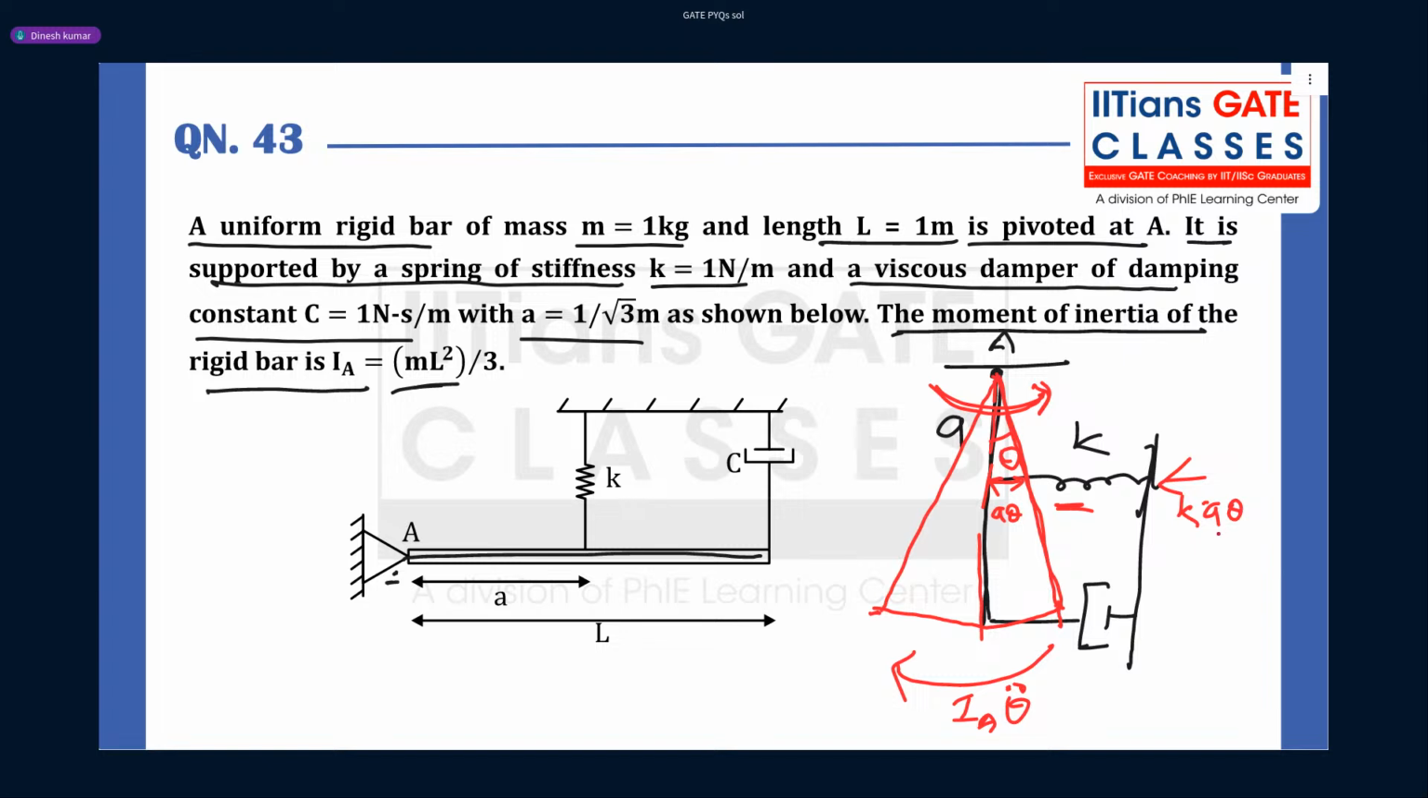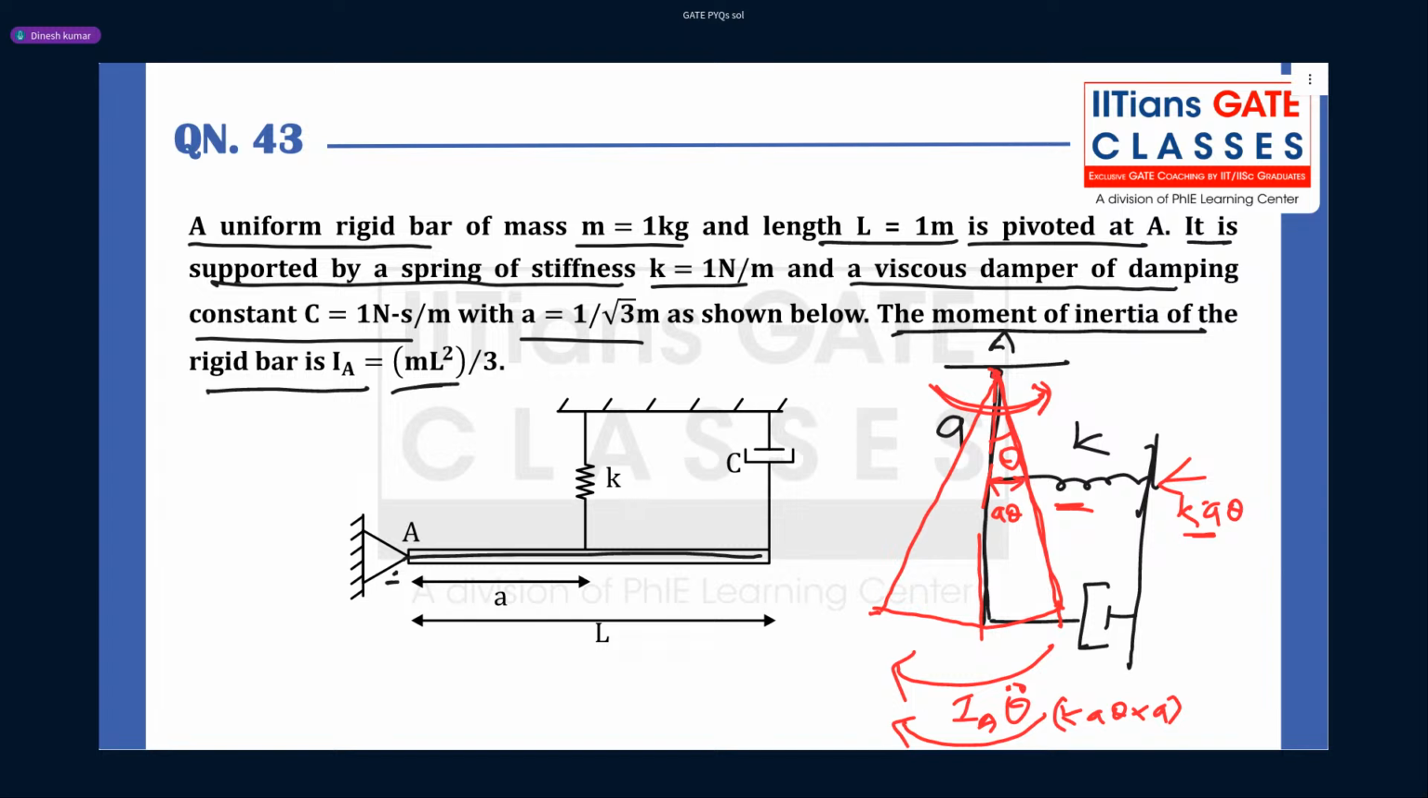Now this spring force K a theta about this pivot point will create a moment, and that moment will be in the same direction as the inertia. So what is that moment? It will be K a theta into a distance. So this is K a squared theta.